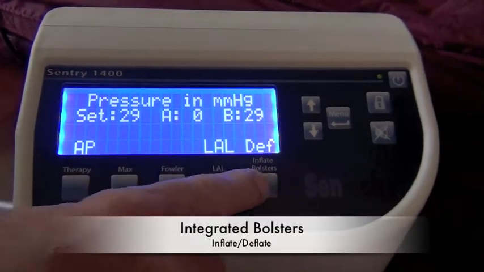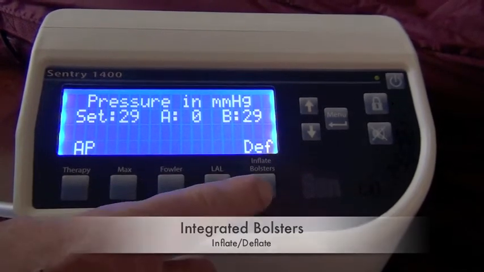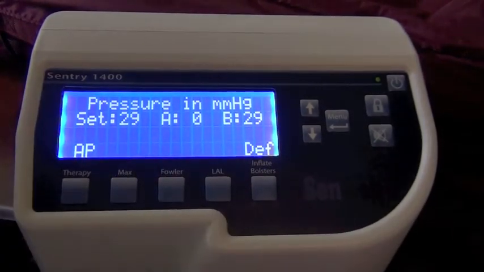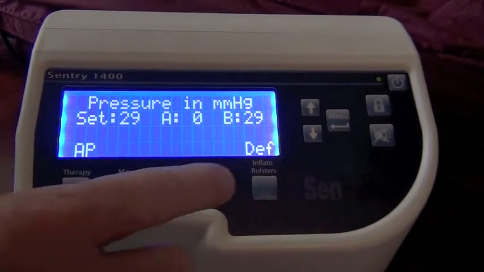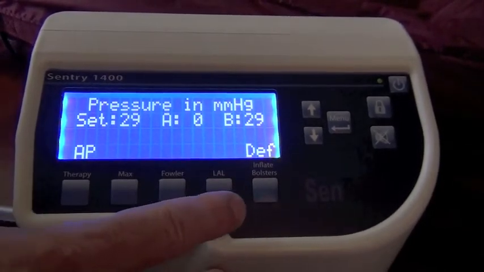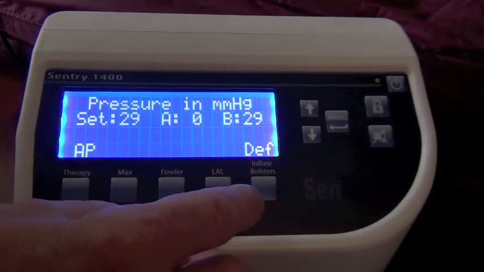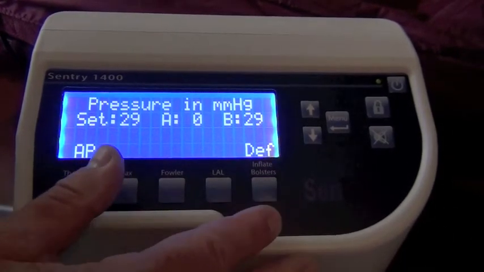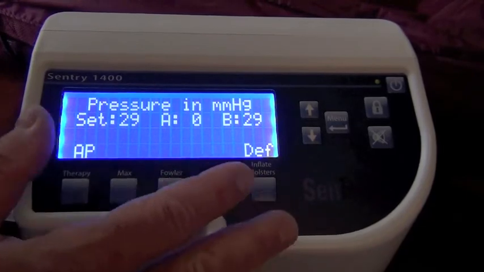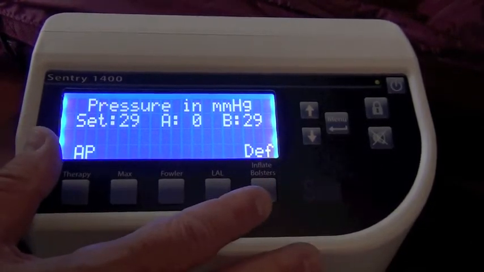Finally, and I'm going to turn that off. Finally, the last button here is the inflate and deflate bolster button. The mattress, and I'll show you this in a moment, has integrated side bolsters on it, and the integrated side bolsters are inflated all the time. That gives structure and stability to the mattress itself.